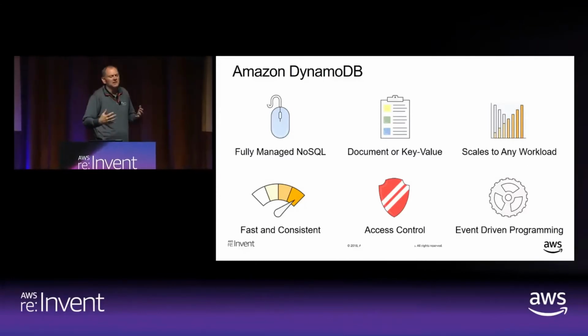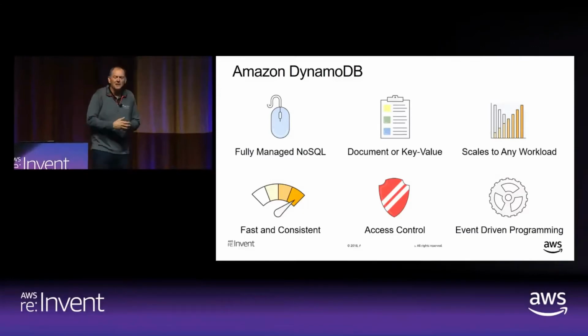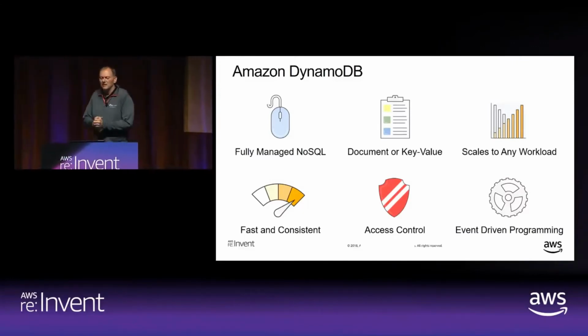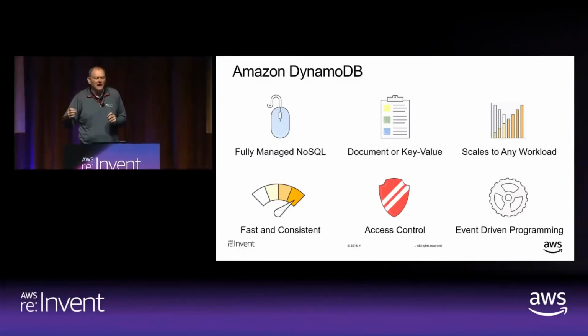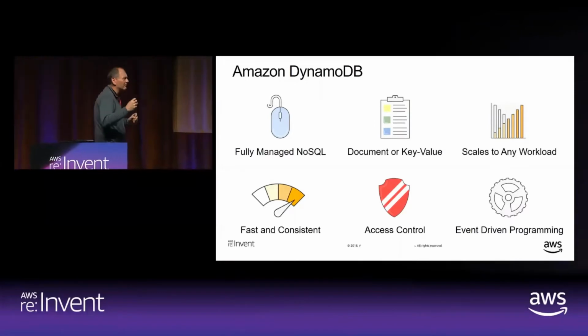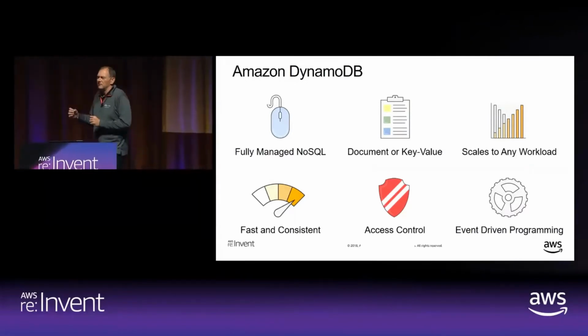What we really mean is it's kind of a wide column key value store that supports a document attribute type. We'll talk a little bit about that later on. And it really scales to any workload, is fast and consistent at any scale. DynamoDB has single tables running upwards of 4 million transactions per second with low single-digit millisecond latency.